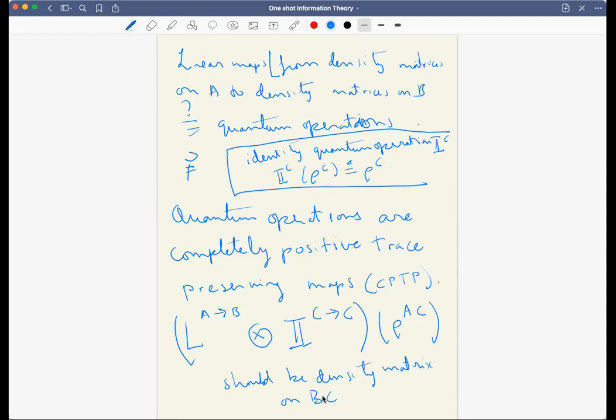So now I have to further restrict the linear maps to be completely positive. That means the linear maps L which further satisfy this extra property.